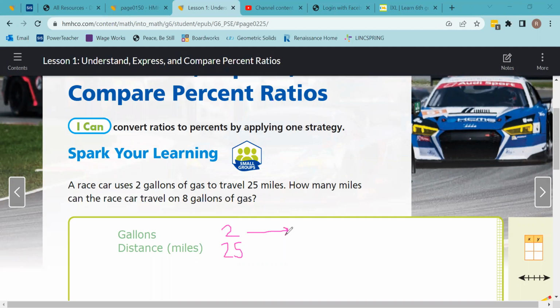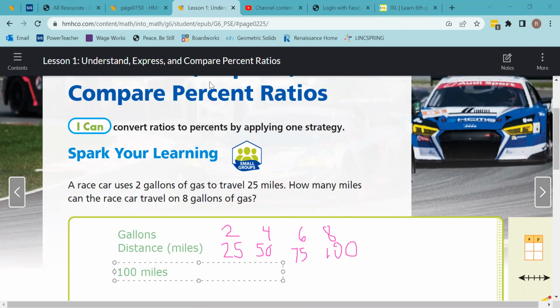Personally, you can count up 2, 4, 6, 8. I'll show you. If you've got 4 gallons of gas, 2, 4, 6, 8, I'm obviously just counting by twos. For the miles, you're going to count by 25s: 25, 50, 75, 100. So our answer is you can travel 100 miles on 8 gallons of gas.